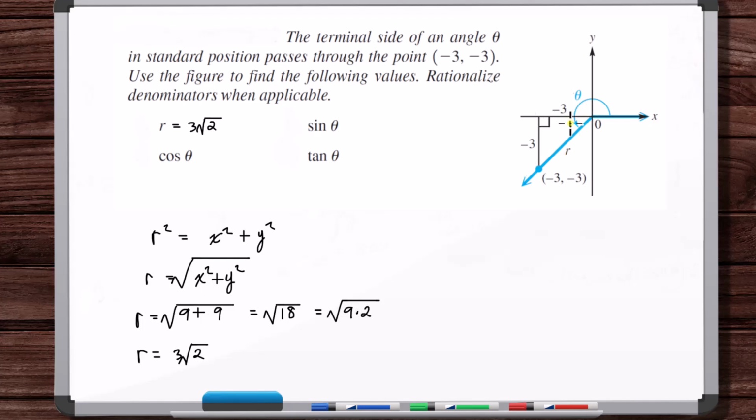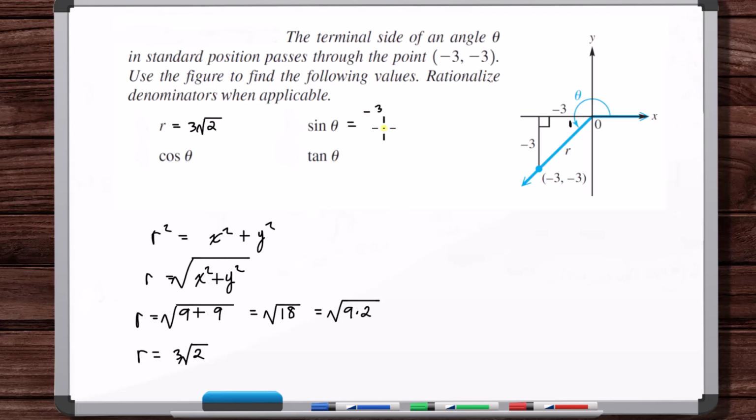We know what R is, so we need to know R because now we come to this angle here with the vertex at the origin, and then we do SOHCAHTOA. So sine is what? Opposite over hypotenuse. Minus 3 over the hypotenuse, which is 3 root 2. So minus 3 over 3 root 2.